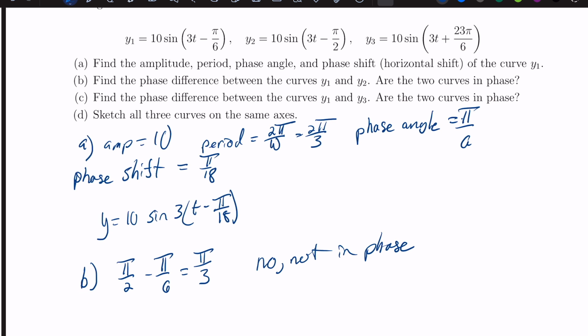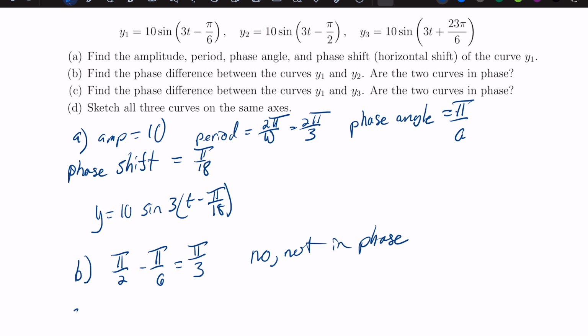All right, let's do the next one. C. Now we're going to compare y1 and y3. So here we have the same, here we have the same. So now we're going to compare this pi over 6 and this minus 23 pi over 6. So here we have pi over 6 minus the minus 23 pi over 6.